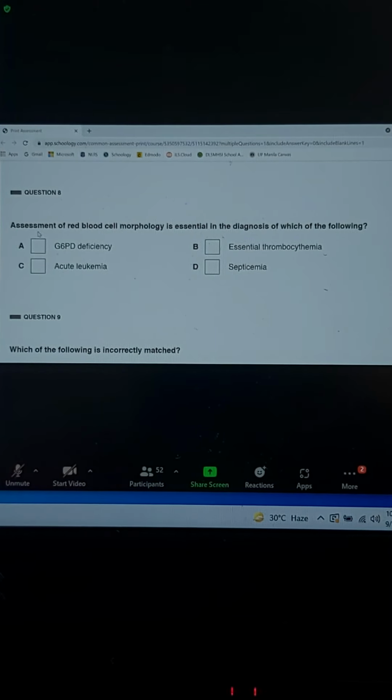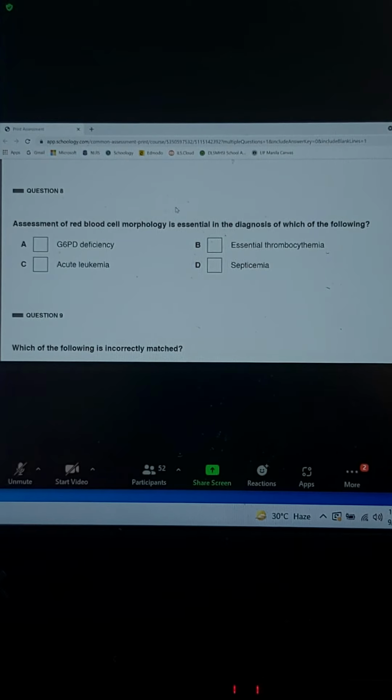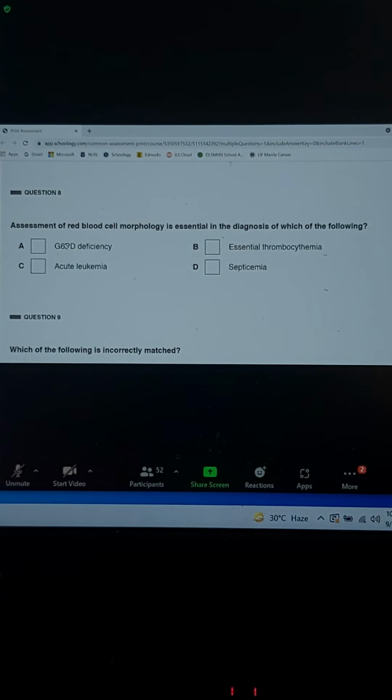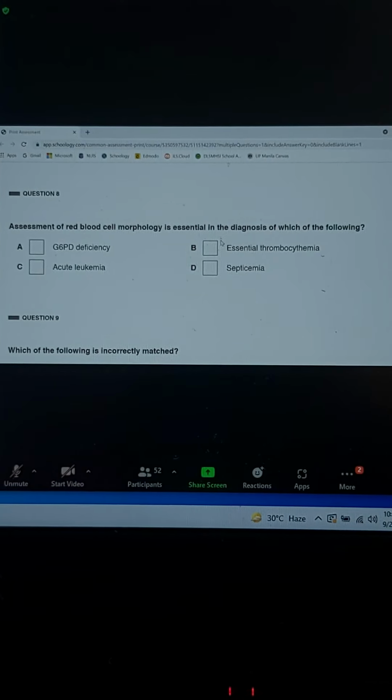Question number 8. So, assessment of red blood cell morphology is essential in the diagnosis of which of the following? Is it letter A, G6PD deficiency, B, essential thrombocythemia, C, acute leukemia, or D, septicemia? Letter A po. Okay, so bakit letter A? Why letter A? Tama, letter A. Pero bakit?